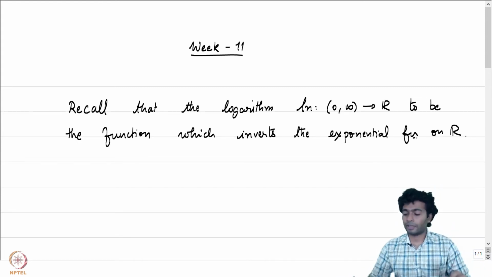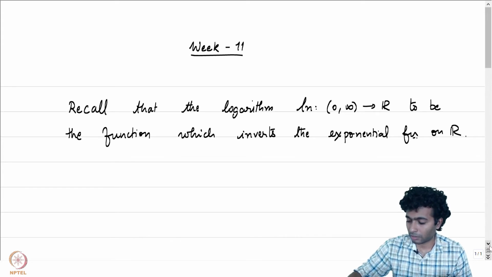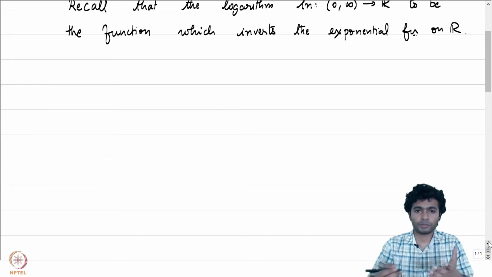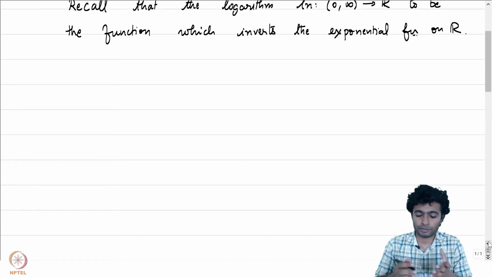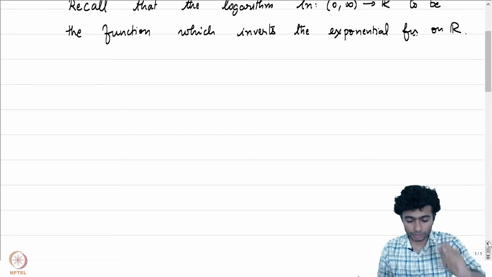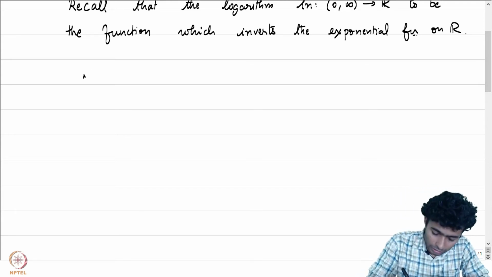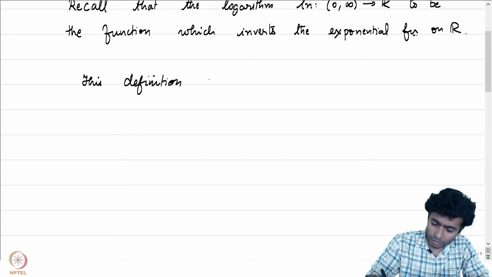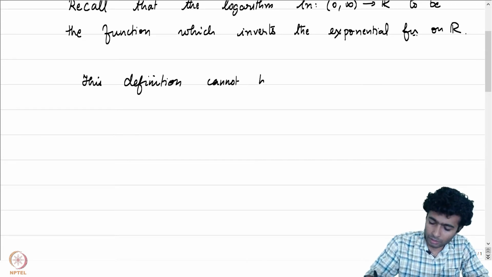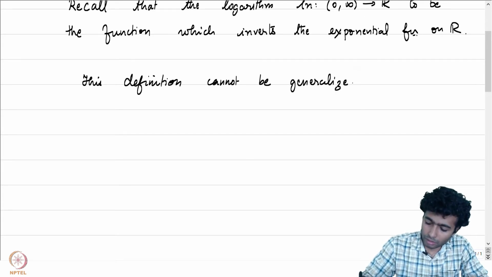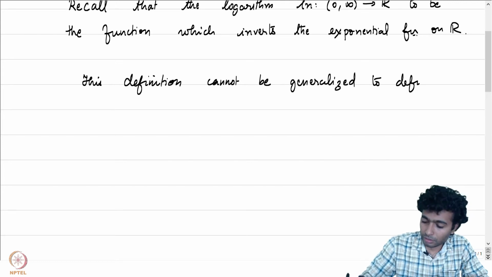If we try to define the complex logarithm analogously, we are going to hit a roadblock immediately, because the first observation would be that the exponential function, which is a map from C to C star, which is C minus 0, even though it's an entire function, it's not an injective function. So let me just note that for you. This definition cannot be generalized to define the complex logarithm.